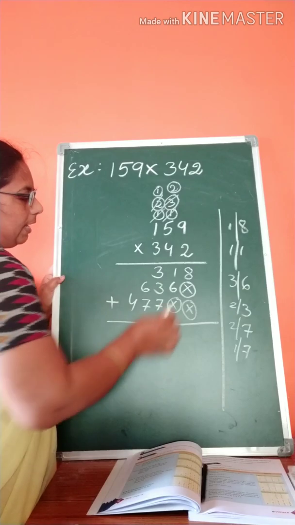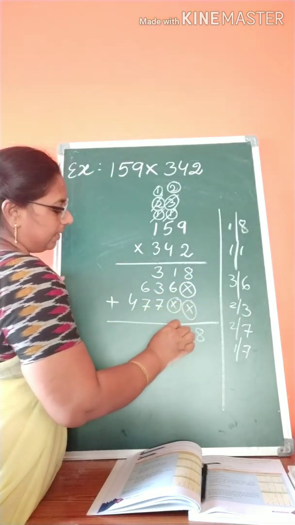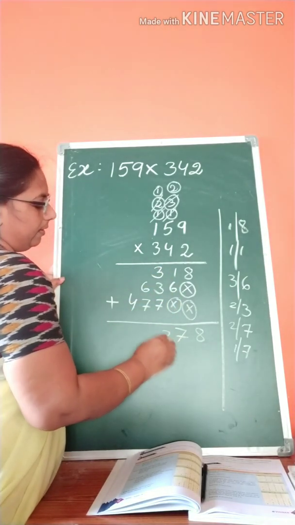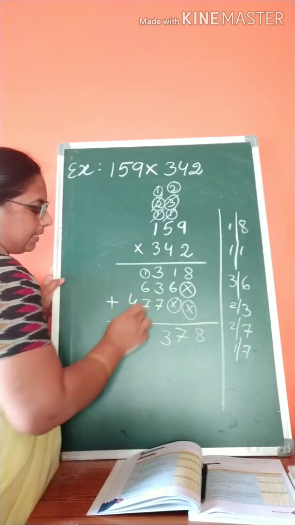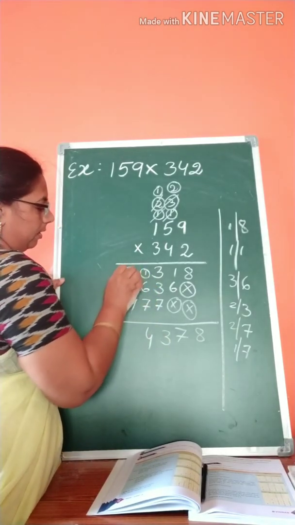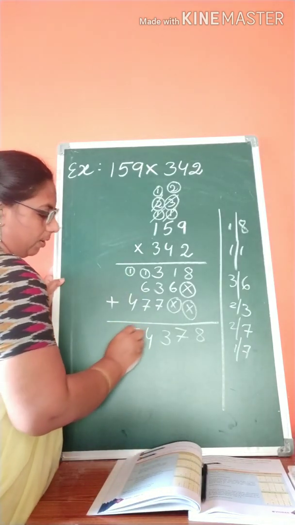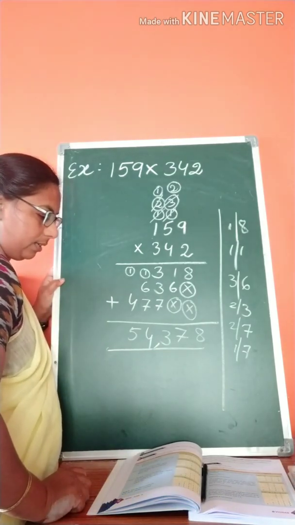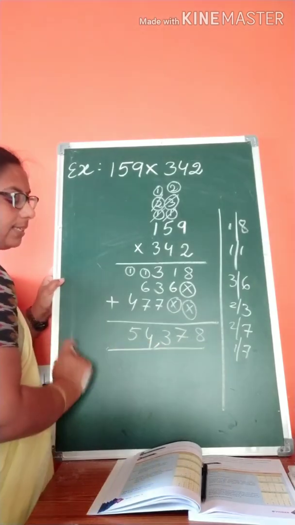Plus. Add. 8 plus 0 plus 0 it is 8. 1 plus 6 plus 0 is 7. 3 plus 3 it is 6. 6 plus 3 it is 13. 3 and 1 carry to the next place. 1 plus 6 is 7. 7 plus 7 is 14. Okay. Now 1 plus 4 is 5. Now the answer here is 54,378. This is also known as product.